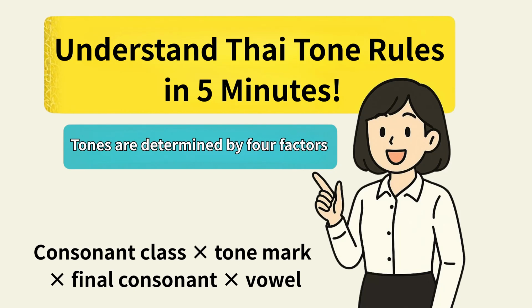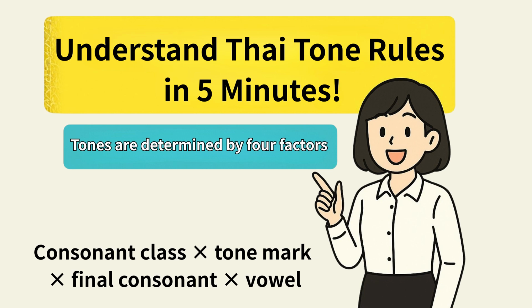In this video, I'll explain the Thai tone rules clearly in just 5 minutes. Thai tones are determined by 4 key components. These are the consonant class, the tone mark, the final consonant, and the vowel. When these 4 conditions come together, they determine the tone of the word. By looking at each element step by step, understanding tones becomes much easier.